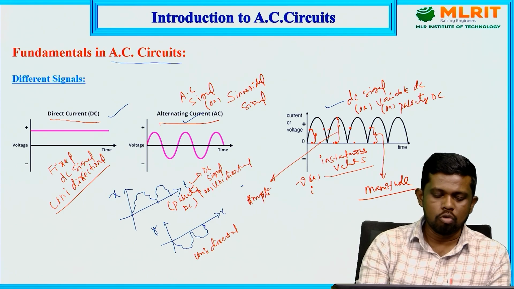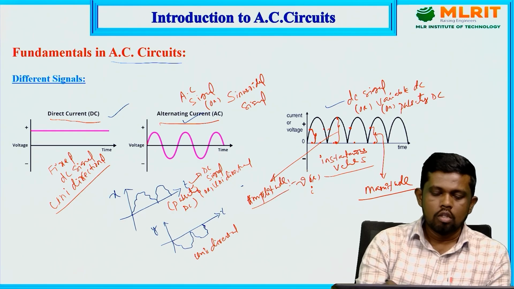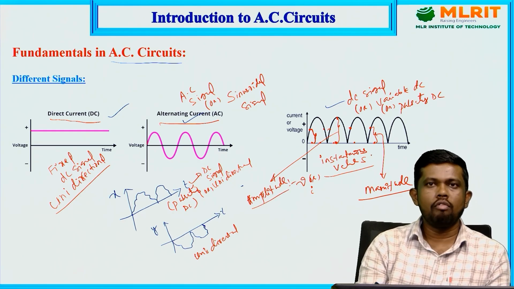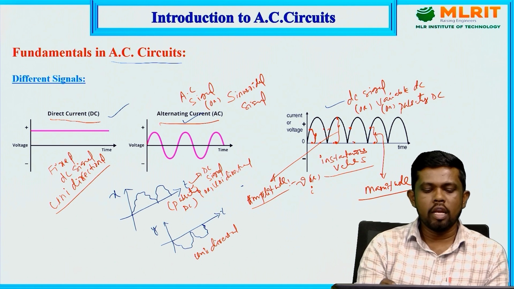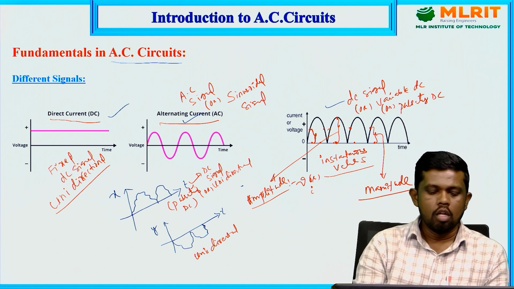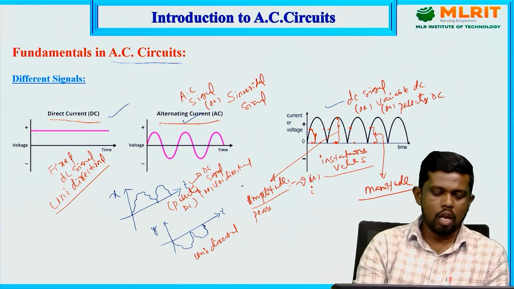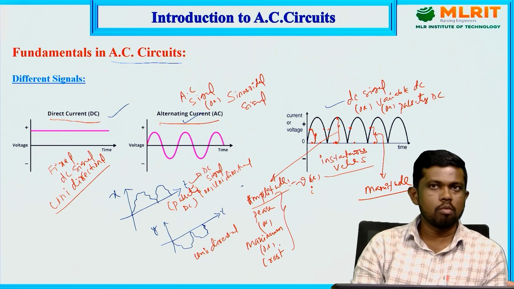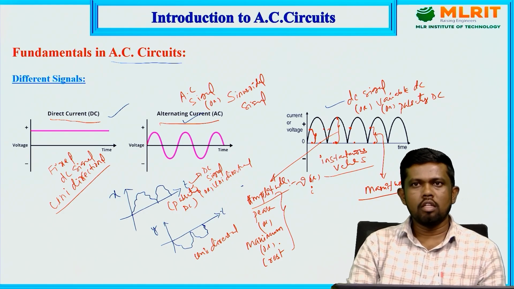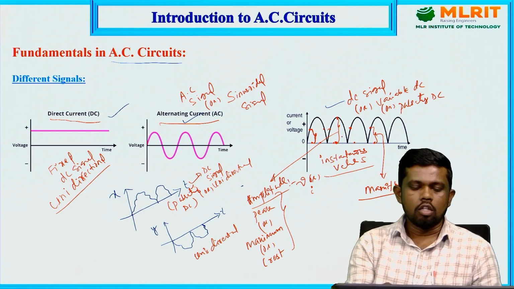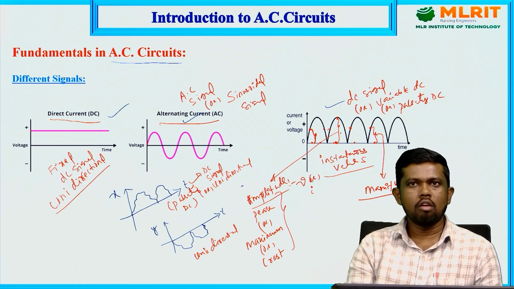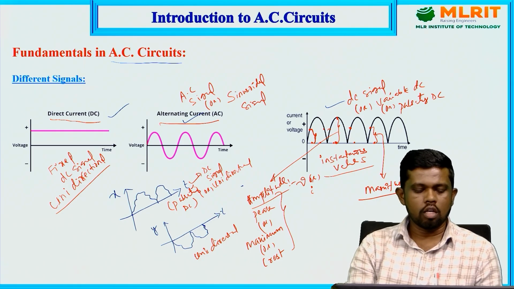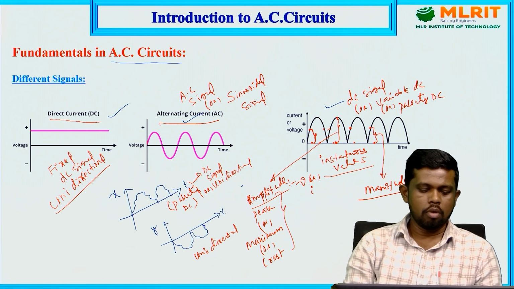Amplitude, what does it mean? It is the maximum magnitude of any quantity. The maximum magnitude of any quantity is simply called amplitude. We can also call it the peak value, maximum value, or crest value. These all refer to the maximum magnitude of any signal, either alternating or non-alternating. It is simply called amplitude value or peak value.